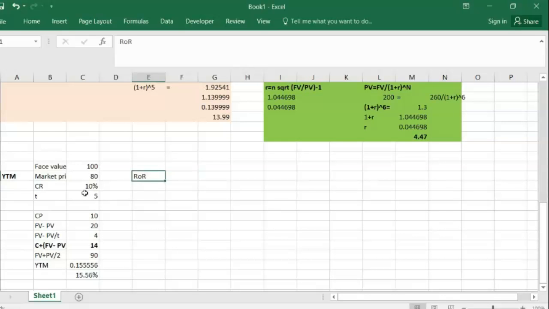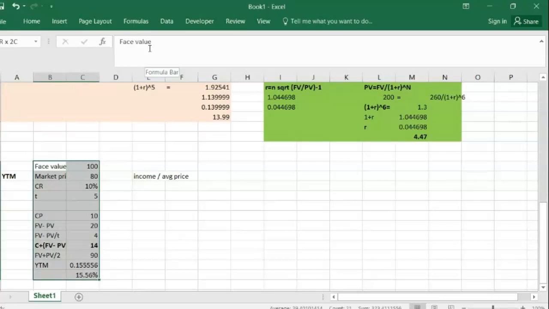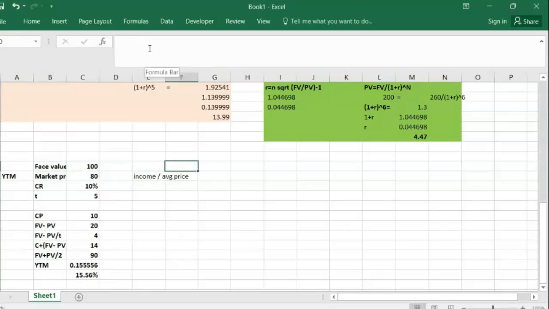So the rate of return is the income received out of the instrument divided by the average price. Simply calculated without the time value of money effect, you can easily calculate the yield to maturity.